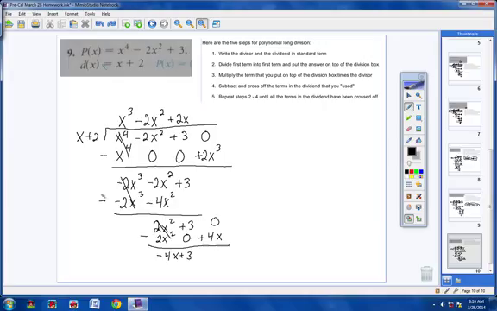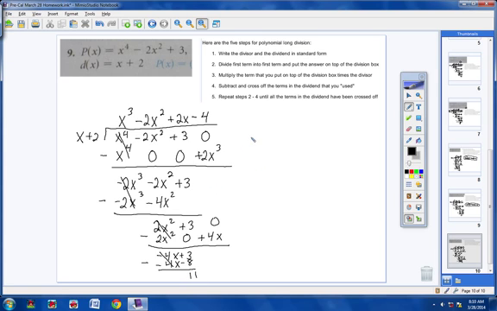And now let's go ahead and divide. X would go into negative 4x, negative 4 times. Okay, negative 4 times x is negative 4x, and negative 4 times 2 is negative 8. And now let's go ahead and subtract. Negative 4 minus a negative 4, those cancel. 3 minus a negative 8, that makes it a positive 8. That's going to give you 11 for your remainder.